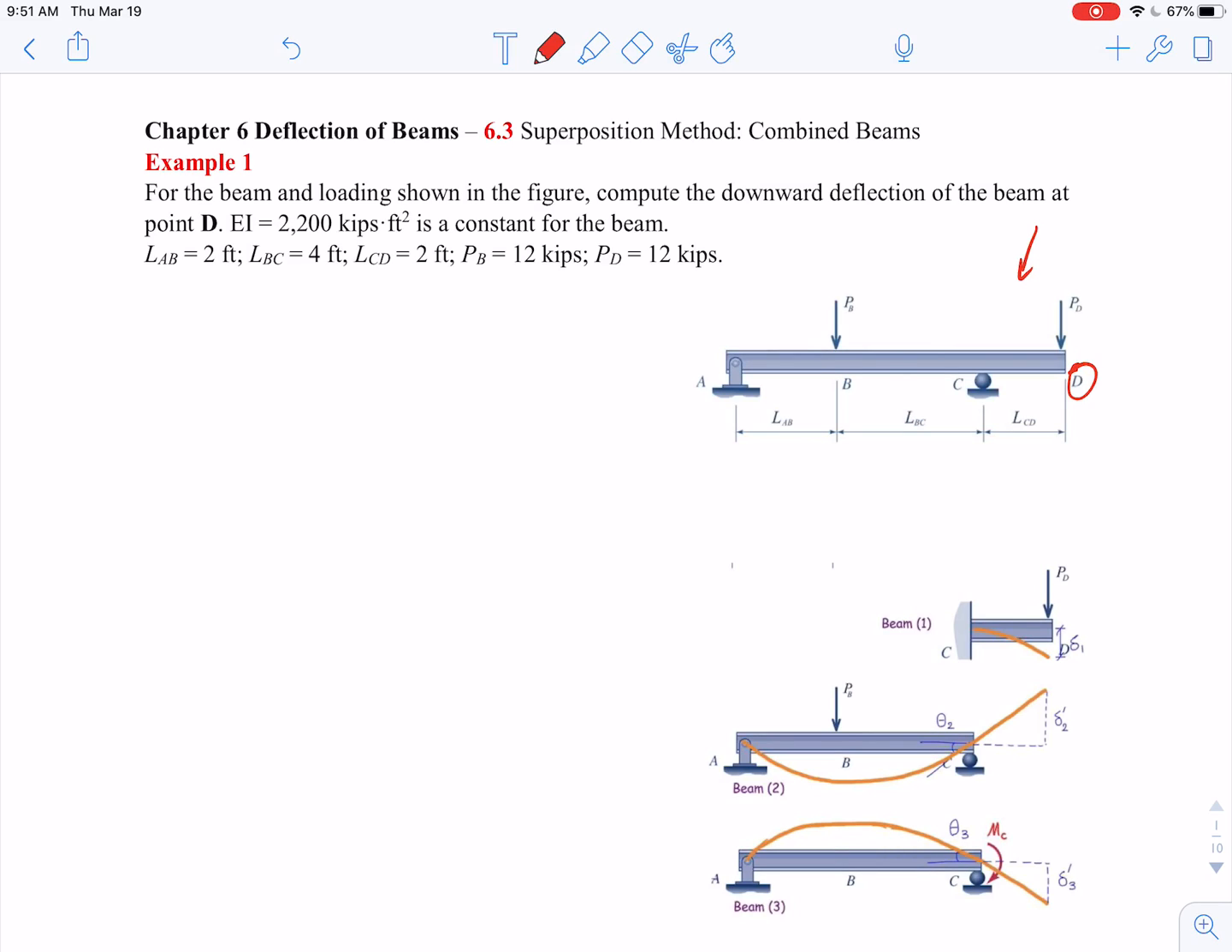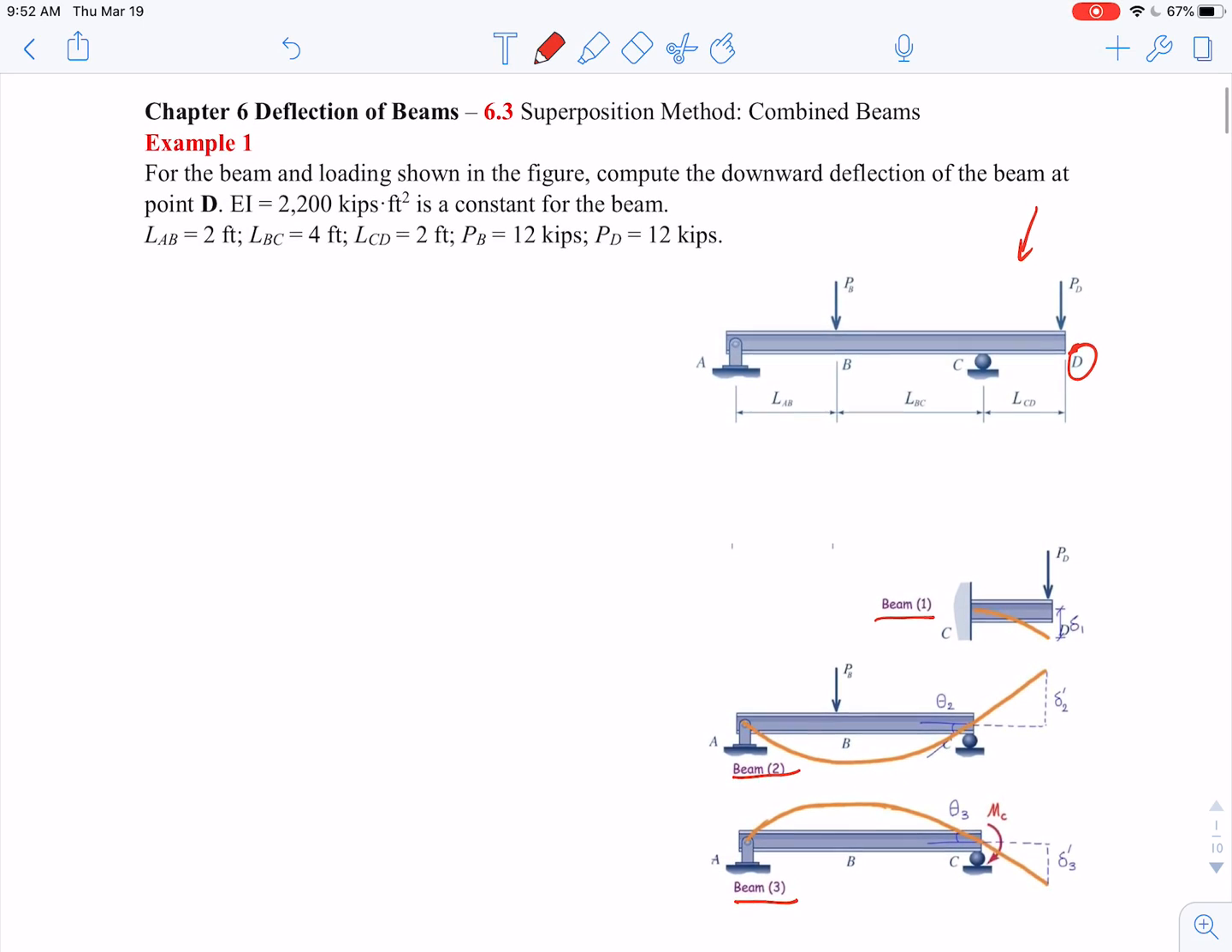As we just analyzed, for this case, we can split it into 3 beams: beam 1, beam 2, and beam 3. Beam 1 is the cantilever part. Beam 2 and beam 3 are the simply supported parts, but we need to calculate theta 2 and theta 3, then use these 2 triangles to solve another 2 components of the deflection at point D. Right? So here, let's look at beam 1 first.